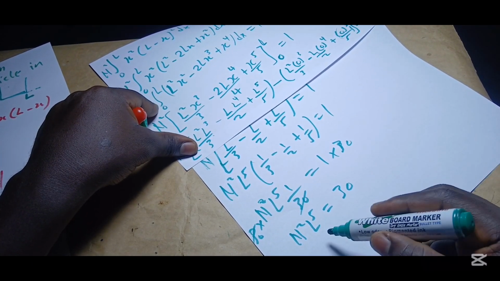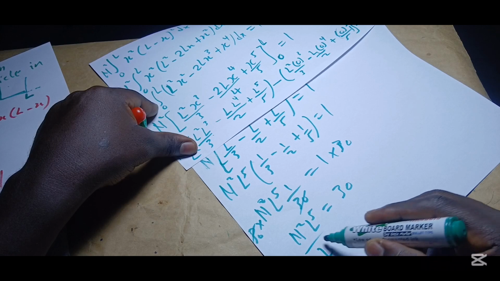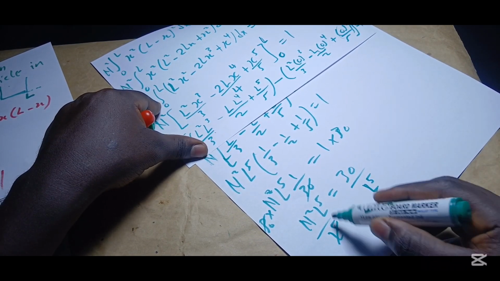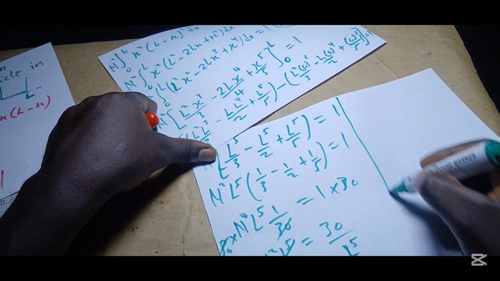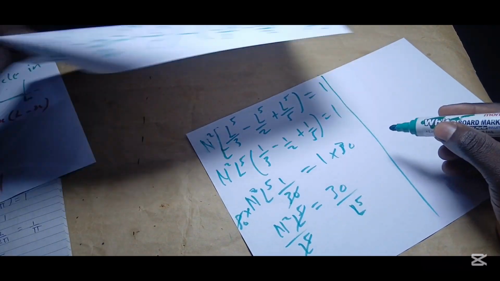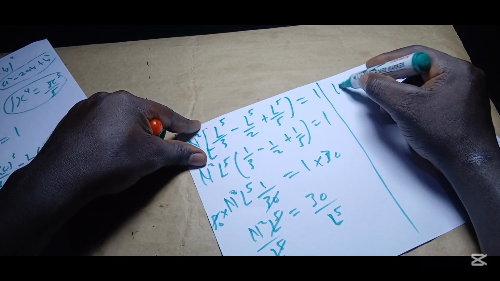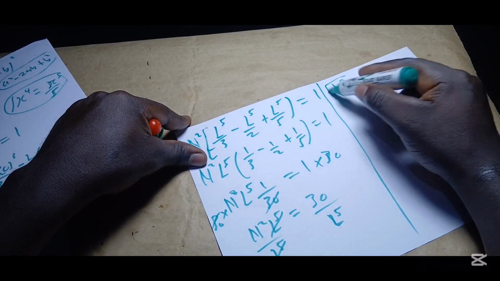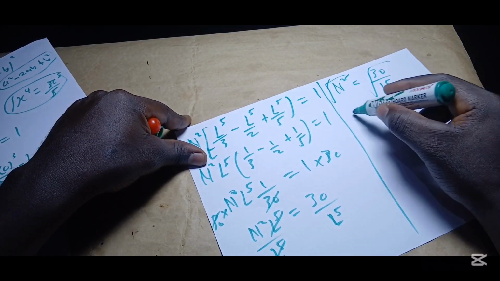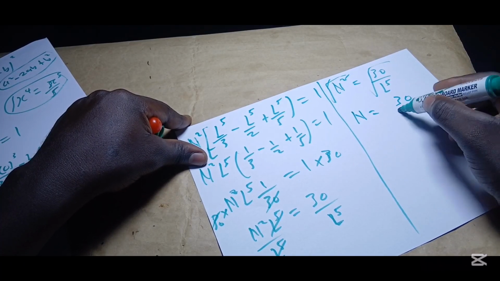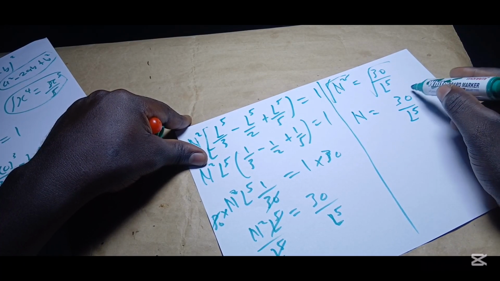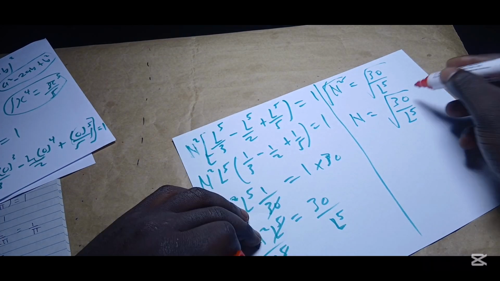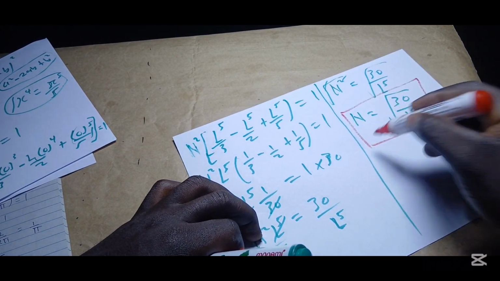And now we want to divide both sides of the equation by L to the power 5. So this will take care of that. We are going to get N to the power 2 equal 30 over L to the power 5. So taking square root of both sides, this will cancel that. N is going to give us the square root of 30 over L to the power 5. So this now is our normalization constant for this question.